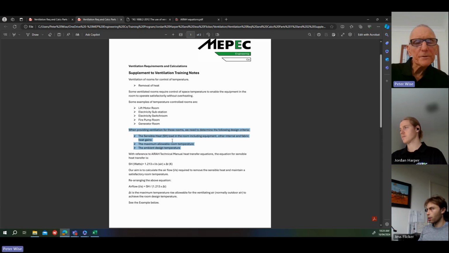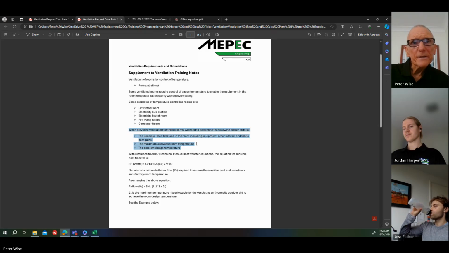But also the room itself, it'll have a roof over it, possibly. It'll be at the top of the building, so there'll be a heat load through the roof and the walls from outside. So that needs to be taken into account, and that's basically on any other equipment in the room to work. So we work out the sensible heat load. We need to determine the maximum allowable room temperature. As I said, for lift, the lift code dictates the maximum allowable temperature in the room.